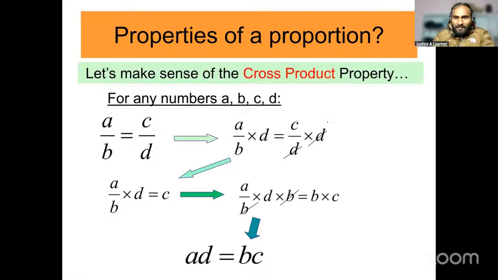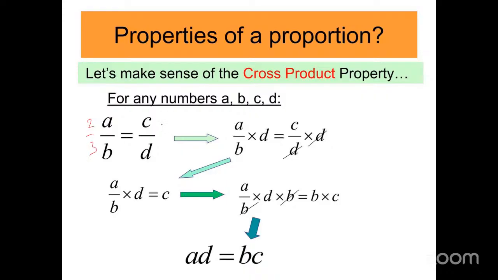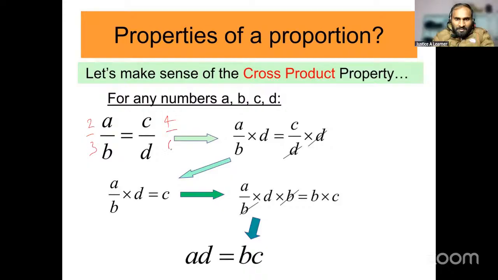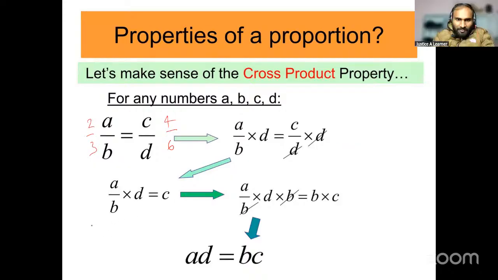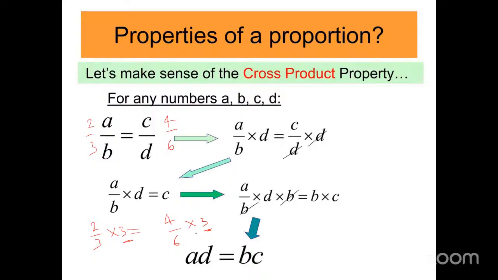Okay, let's understand it with an example. For example, this is 2 upon 3 and this is 4 upon 6. Now, what I am going to do, I would write 2 upon 3 this side, and 4 upon 6 this side. Now, I am going to multiply it with 3 this side, so I will also multiply it with 3 this side, right? Would it affect? It should not affect because I am doing the same kind of operation on both sides.